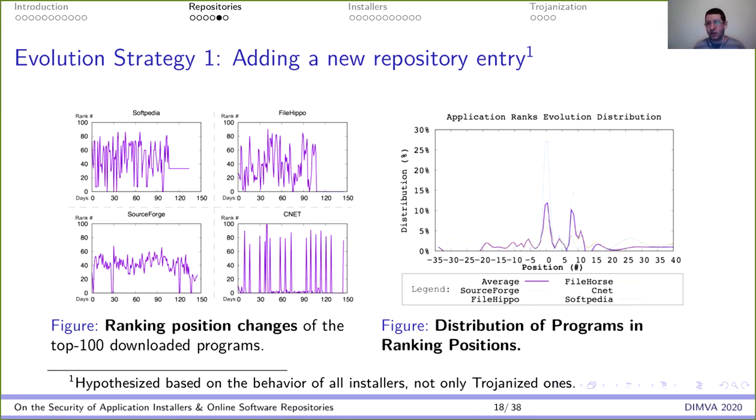And the second figure shows that although most applications, of course, climbed a few rank positions, a non-negligible number of applications climbed multiple rank positions, like up to 40. So it's plausible to hypothesize that an attacker trojanizing a popular application would be able to climb this application to the first rank position, since it's the way that repositories operate, often updating their rank positions.